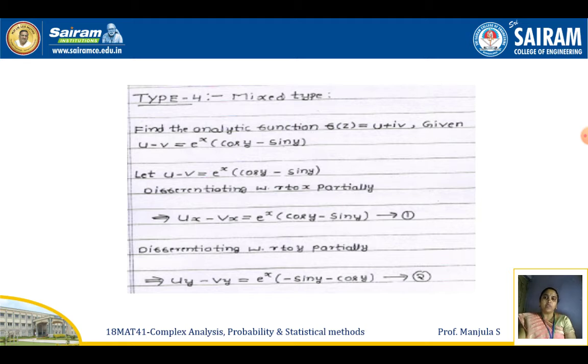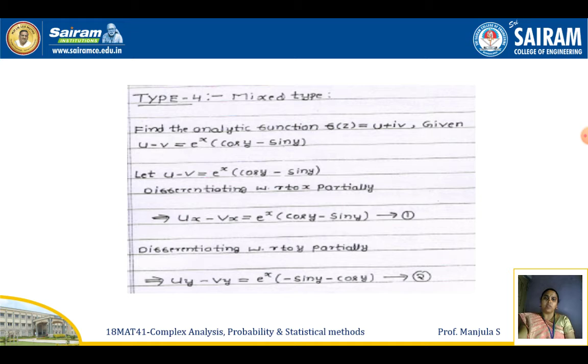So the first problem is: find the analytic function f of z equals u plus iv, given u minus v equals e to the power x into cos y minus sin y. Here we have to find the analytic function f of z. The given equation, u minus v, is given in terms of x and y.